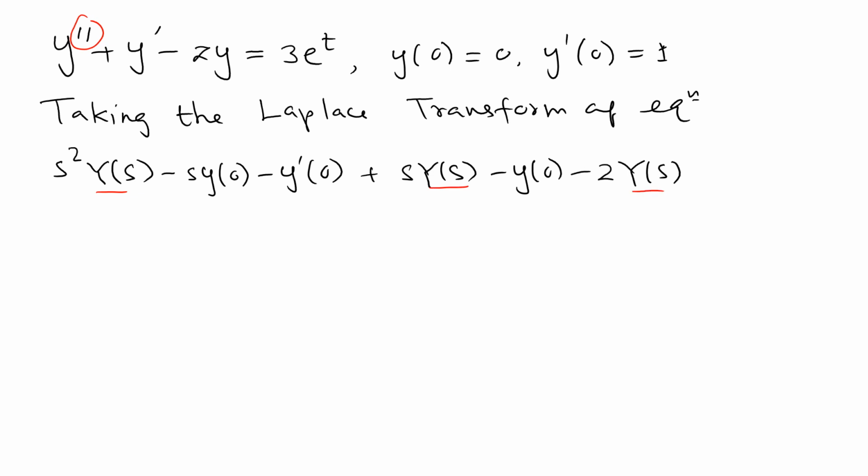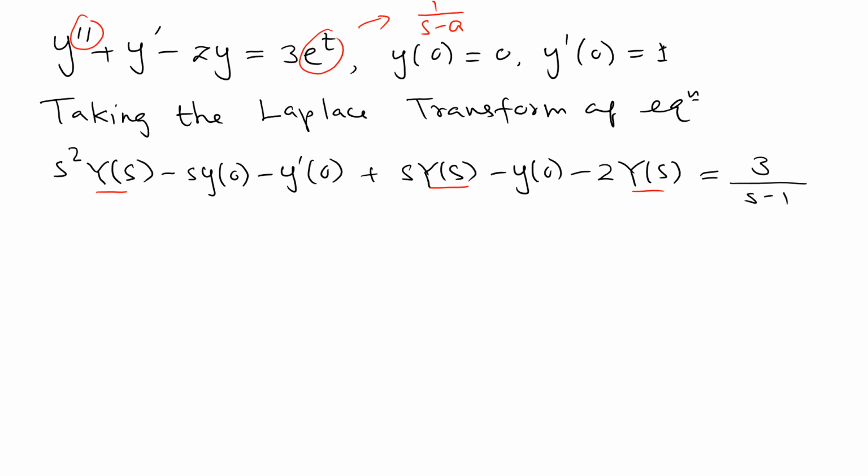That's the original function. On the other side, 3 is a constant, and then e to the t. We know that when you have an e to the at function, its Laplace transform is simply 1 over s minus a. In this case, a equals 1, the coefficient of t. So that's going to give you 3 over s minus 1. That's what you get.